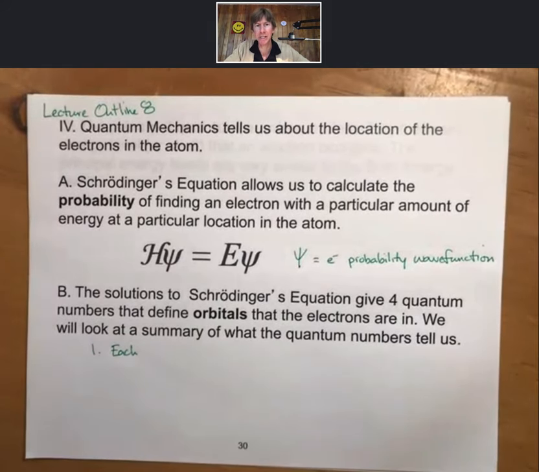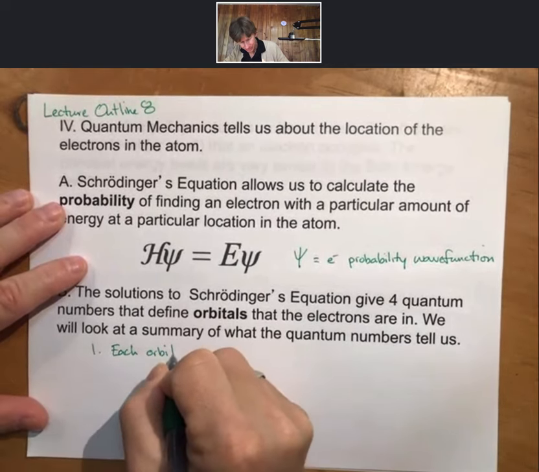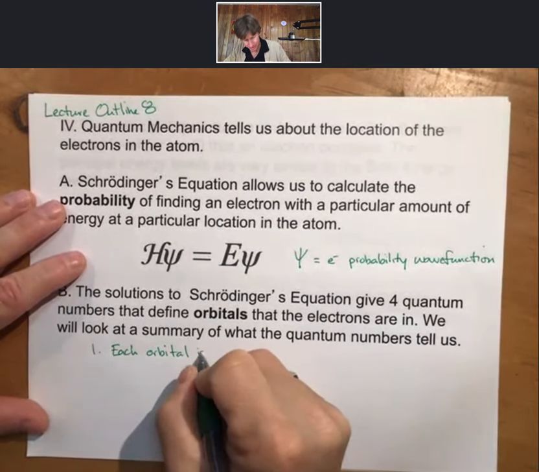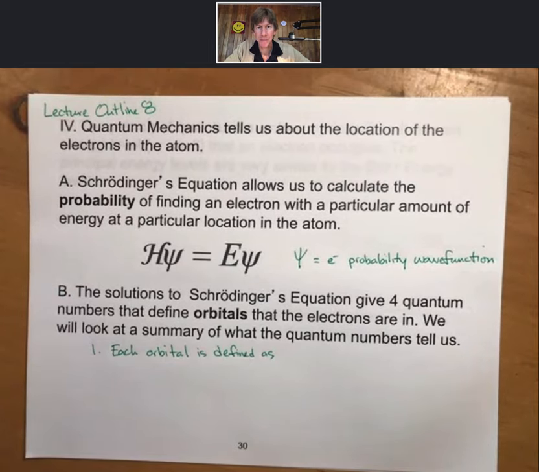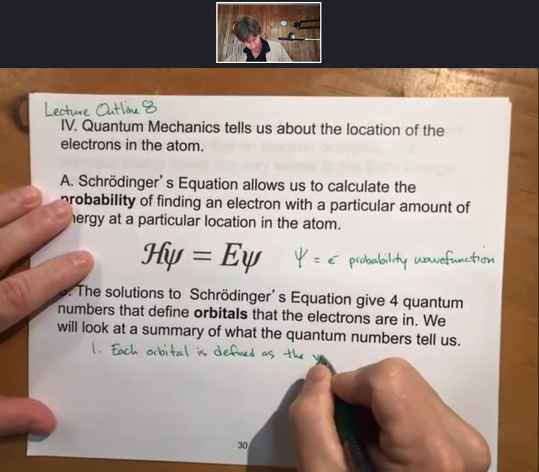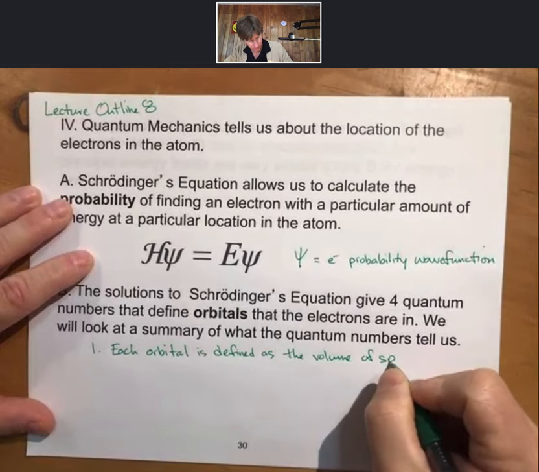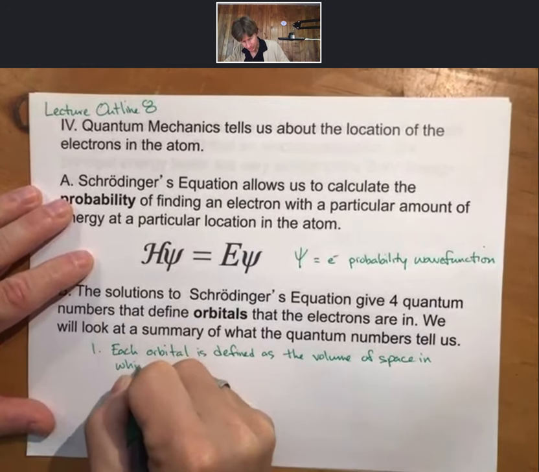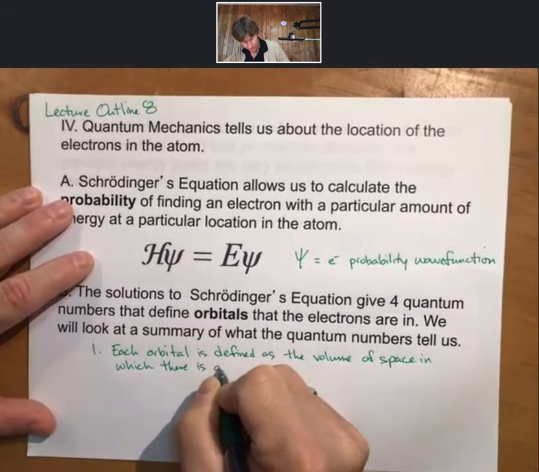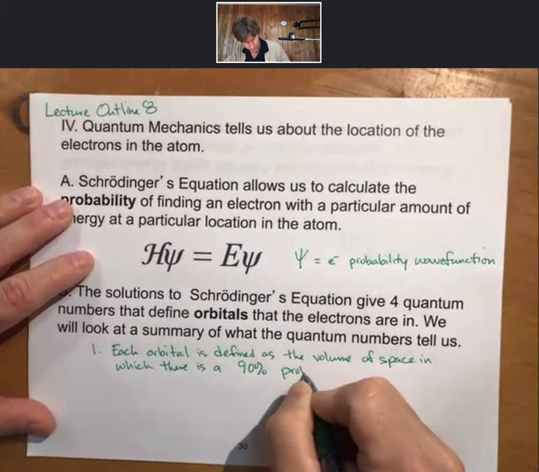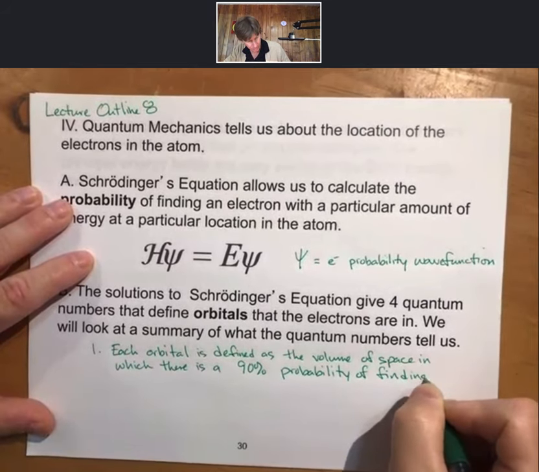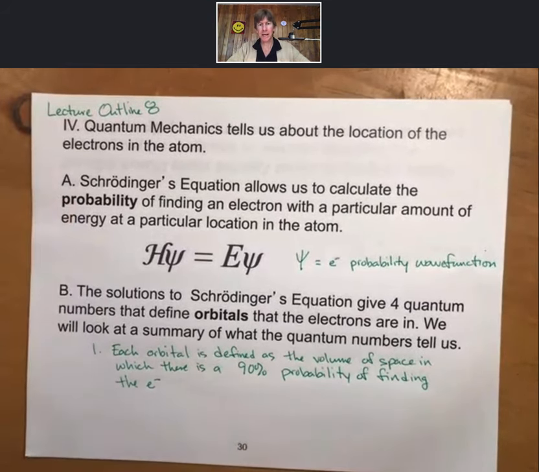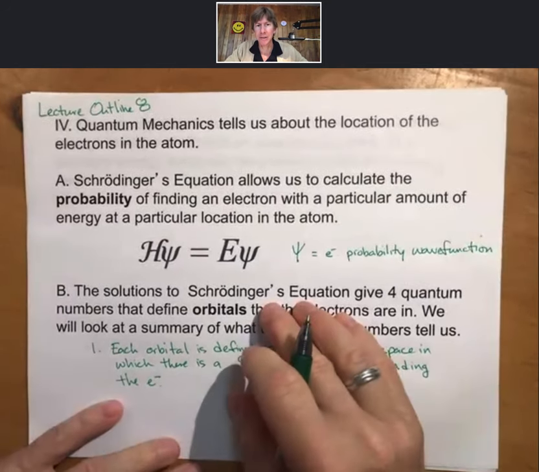Now, what is an orbital? Well, each orbital is defined as the volume of space in which there is a 90% probability of finding the electron. A 90% probability of finding the electron.